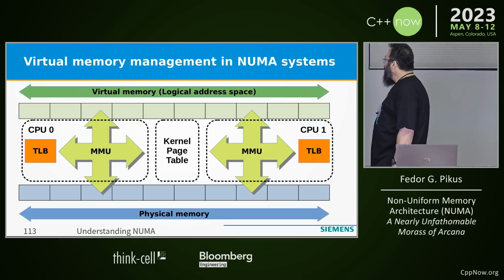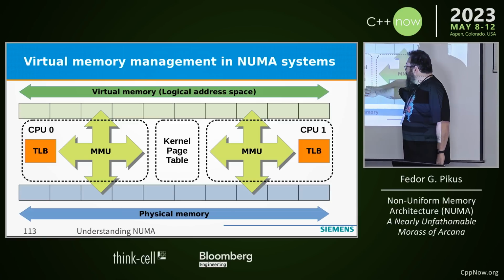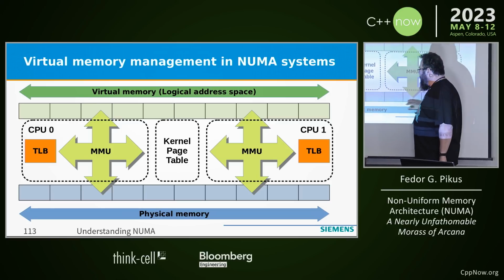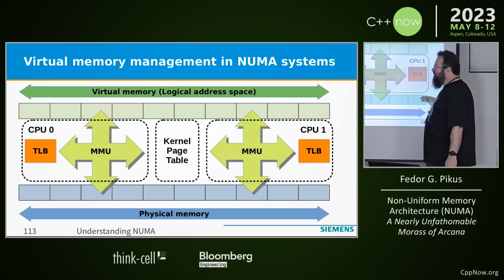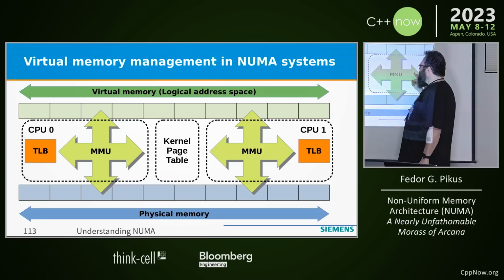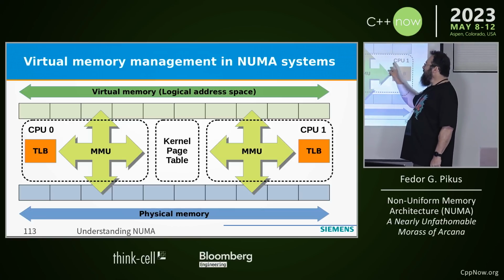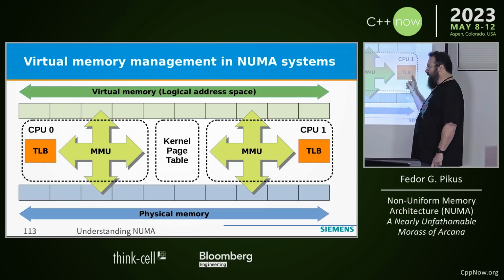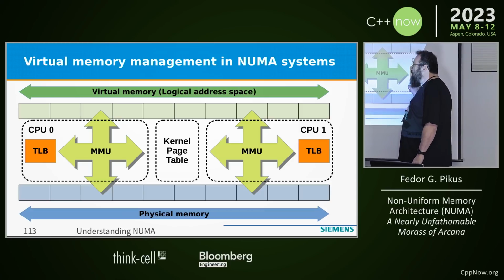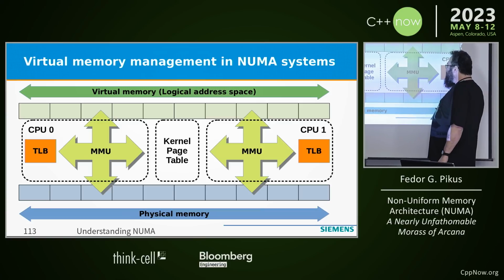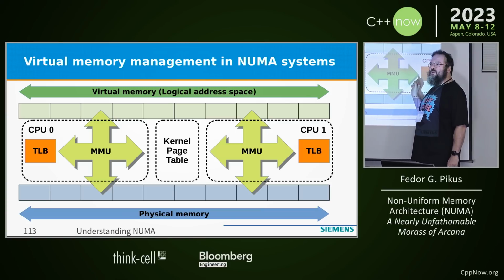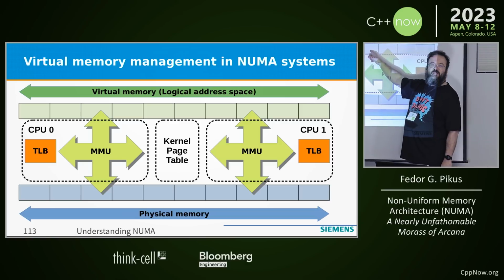No big deal. There is only one page table in the kernel, of course, because ultimately there's only one physical memory, a continuous address space. There is an MMU on each processor, and there is a TLB on each processor. It would be really bad if these two were ever giving different answers to the same logical address.